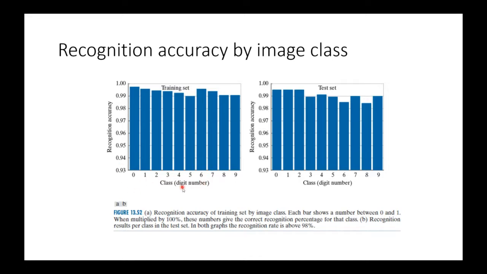This was for the training set, and this was similar to the test set. On the test set, the number 6 was badly recognized. But badly, we're saying above 98%. That's a great recognition rate.